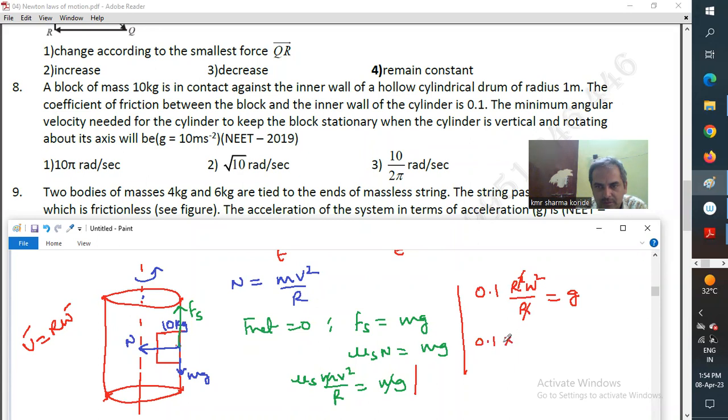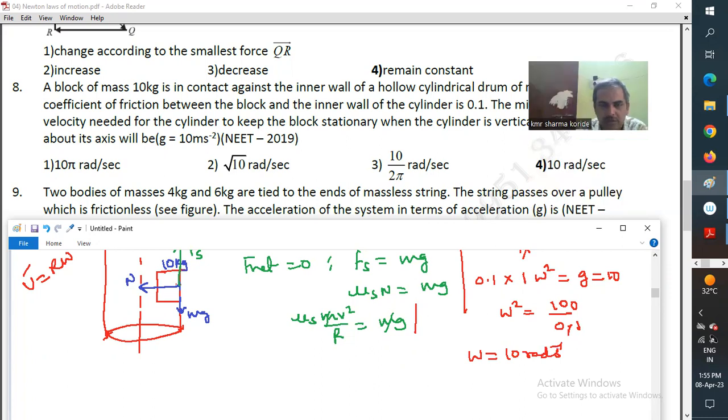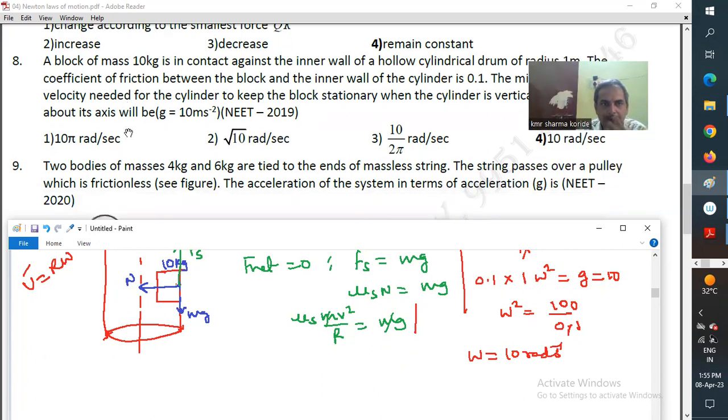So this is going to be 0.1. How much is r given in the question? R is given 1 meter. So this is 1 meter with omega square is equal to g. So g is 10. If you take this down, you'll get omega square equal to 10 by 0.1. So if you cancel the point, this will be 100. So you'll get omega as 10 radian per second. So 10 radian per second means the last option is correct. Moving to another question.